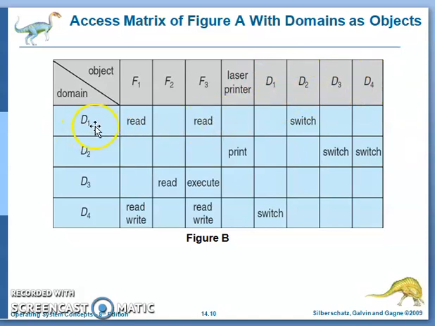A process executing in D1 can perform read operation on F1, can perform read operation on F3, and maybe that particular process executing in domain D1 can switch to domain D2. Switch is one operation. For this example, D2 is an object. So a process executing in D1 can switch to domain D2. This is the switch operation.